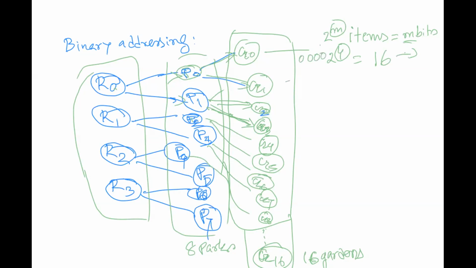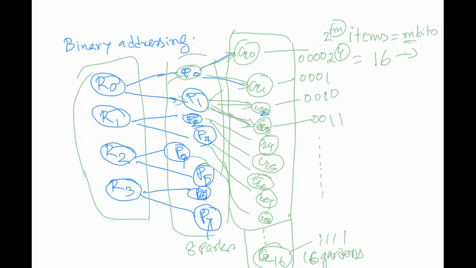This is 1, garden number 1, 0, 0, 0, 1. This is 0, 0, 0, 0, 0, 1, 0. That one is garden number 3. This is 0, 0, 1, 1. And here we'll find 1, 1, 1, 1.